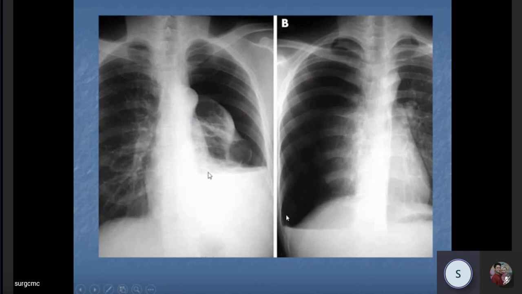You can see a very clear-cut picture. This is a straight border, that is a hemothorax, or even a hydrothorax if you think in medical terms, or you can even say it's a pyothorax also. But in this X-ray you can see another peculiar feature.